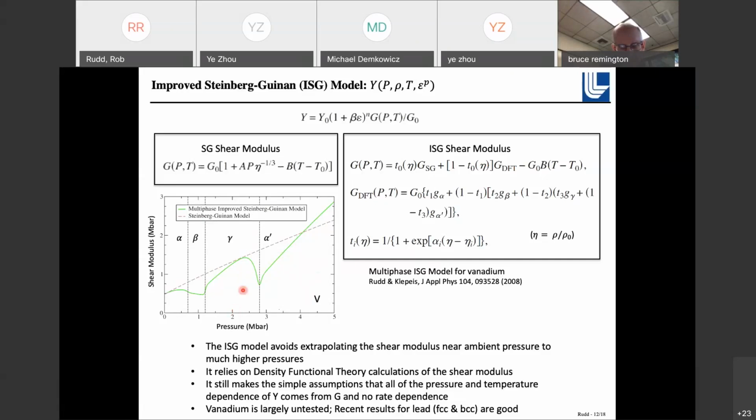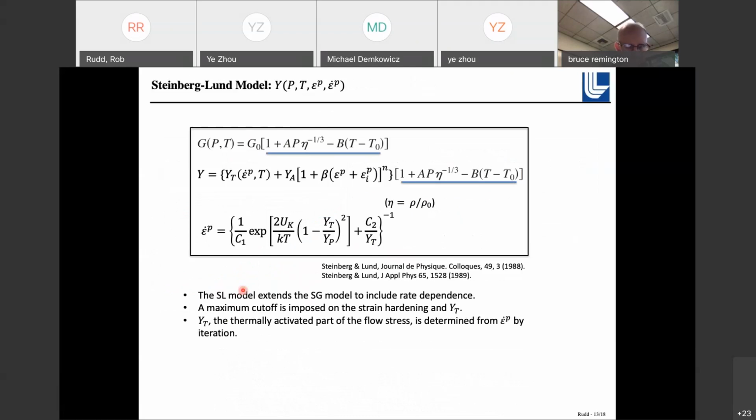Okay, but going beyond rate-independent models, there's the Steinberg-Lund model. This basically extends the Steinberg-Guinan model. So again, you have this familiar link between the shear modulus and the flow stress. But now there's a thermally activated term that brings in a rate dependence. This particular form is one that they got from Hoge and Mukherjee. It introduces some additional parameters and describes the rate dependence, and they were interested in extending the model down below the rates that the Steinberg-Guinan model is calibrated for.